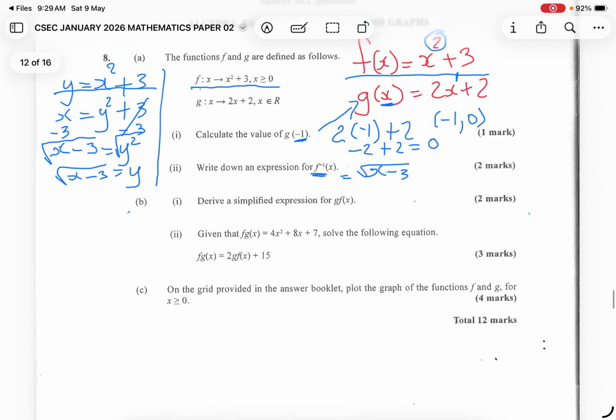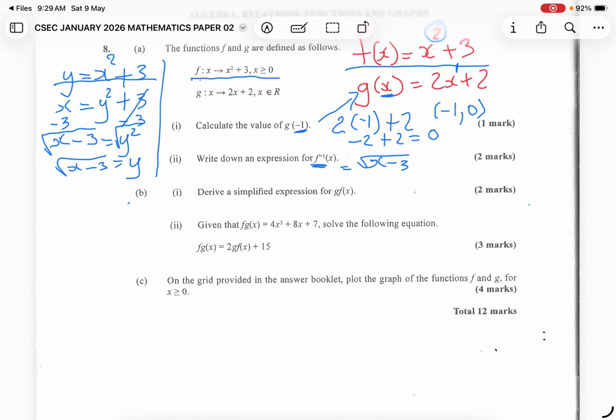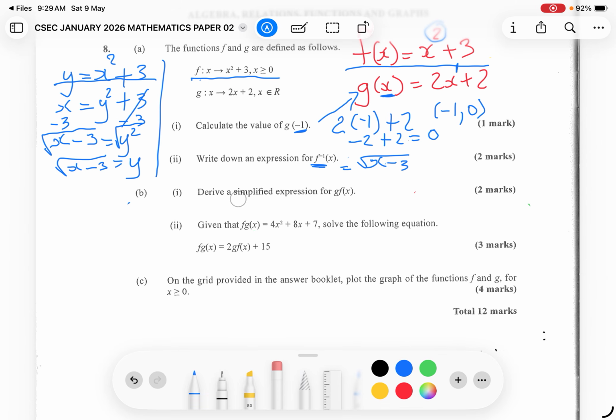All right. They say derive a simplified expression. So we are to derive a simplified expression for g of f of x. Notice how I read that. G of f of x. What does that mean? When we read, we start from our left. So we started with the g function. So it means that it is the g function that is my main function, right?